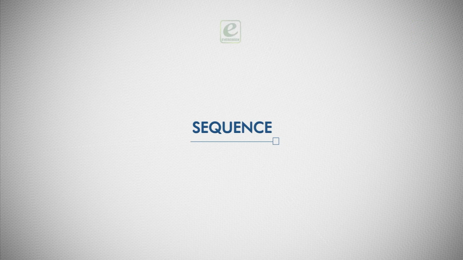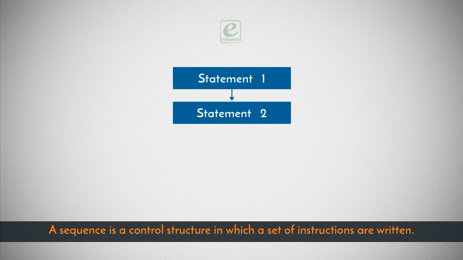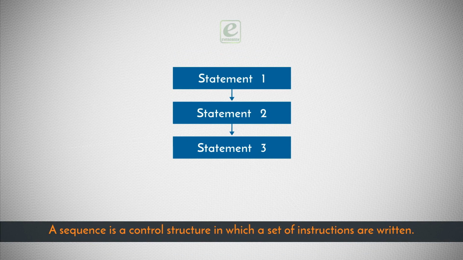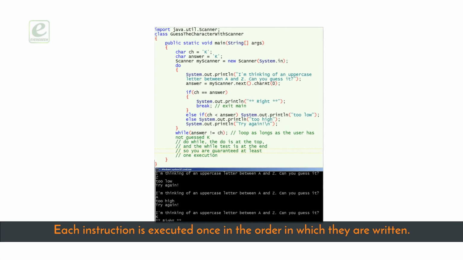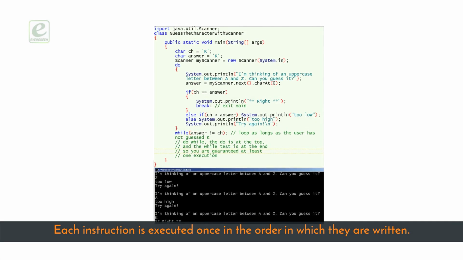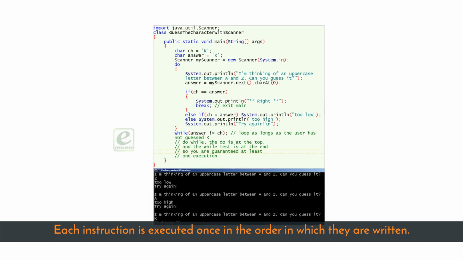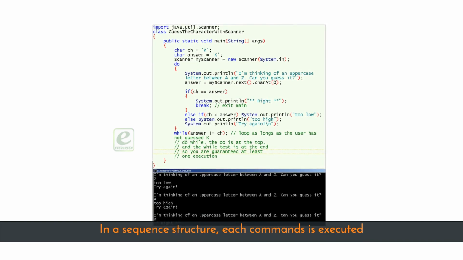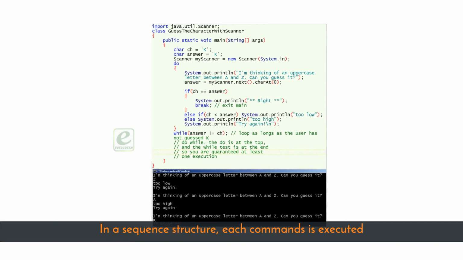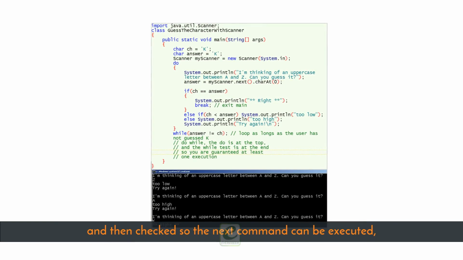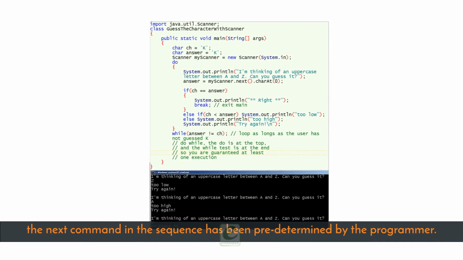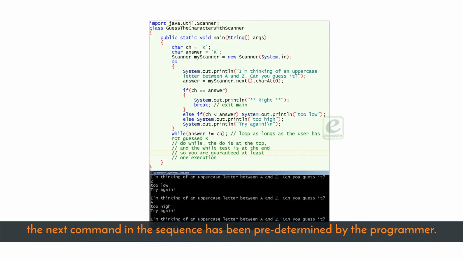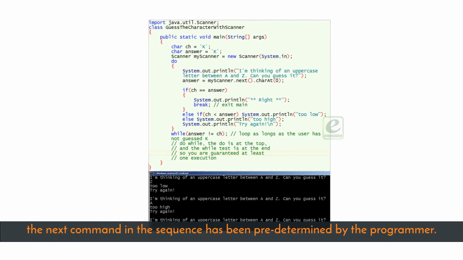Sequence. A sequence is a control structure in which a set of instructions are written. Each instruction is executed once in the order in which they are written. In a sequence structure, each command is executed and then checked, so the next command can be executed. The next command in the sequence has been predetermined by the programmer.